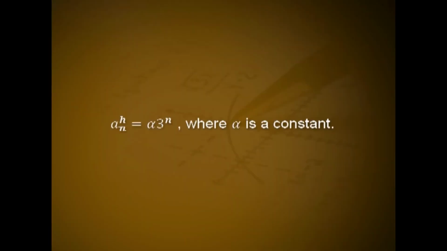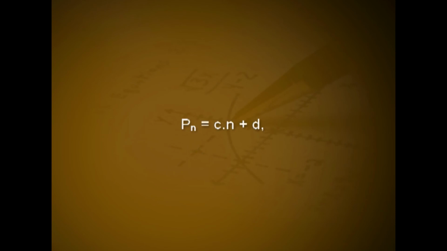The associated linear homogeneous equation is a n is equal to 3 into a n minus 1. Its solutions are a n h is equal to alpha into 3 raised to n, where alpha is a constant. We now find a particular solution. Because f of n is equal to 2n is a polynomial in n of degree 1, by this theorem, the particular solution is a linear function in n, say p n is equal to c into n plus d, where c and d are constants. It should satisfy the recurrence relation.